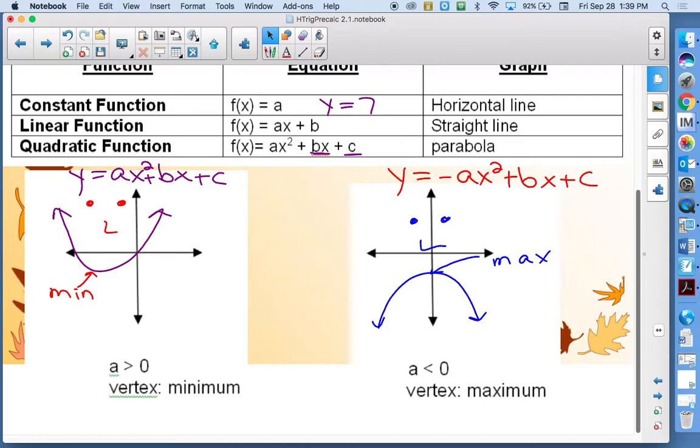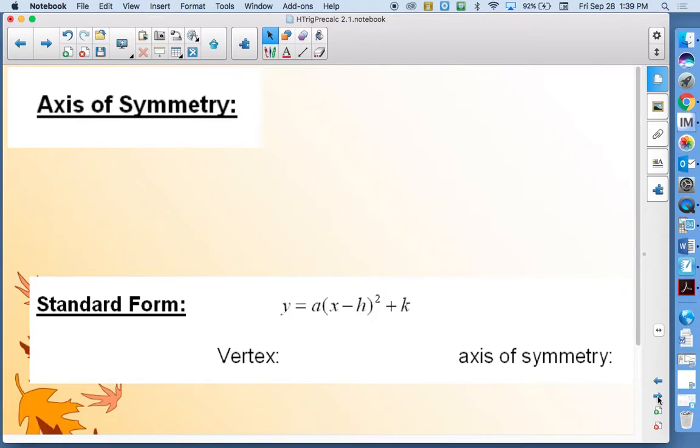So to get the vertex, we also talked about the axis of symmetry. They kind of went hand in hand. A vertex and the axis of symmetry were pretty much together. Does anybody remember what the axis of symmetry is? Not how to find it, just what is it? Virginia? Yep. And it is the line in the middle of the parabola.